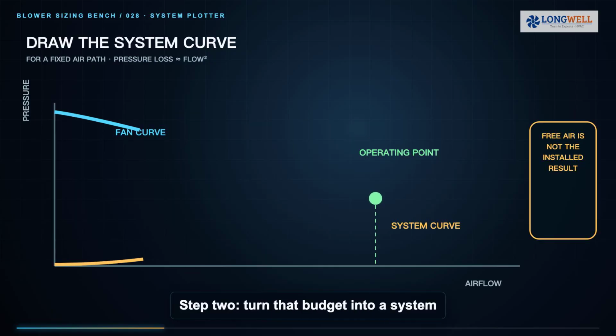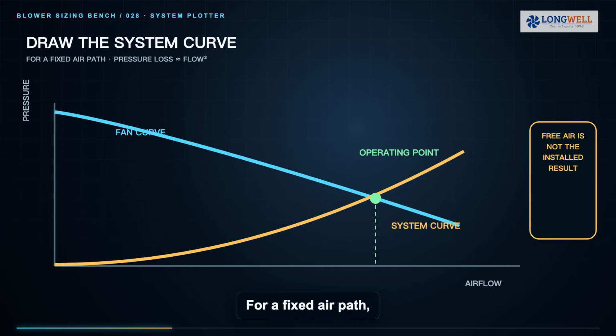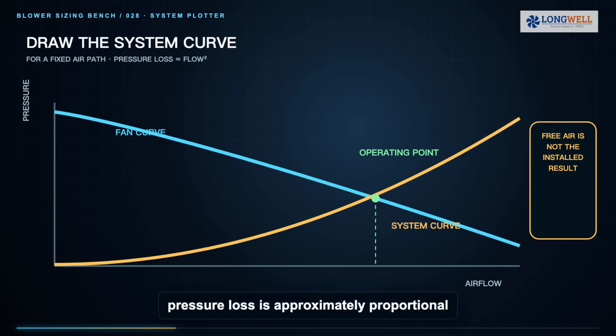Step 2. Turn that budget into a system curve. For a fixed air path, pressure loss is approximately proportional to airflow squared. Put the required point on the chart, then draw the system curve back toward zero. The blower will not simply deliver the number printed at free air. It settles where its fan curve intersects the system curve. That intersection is the actual operating point.